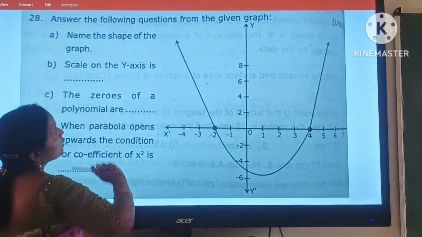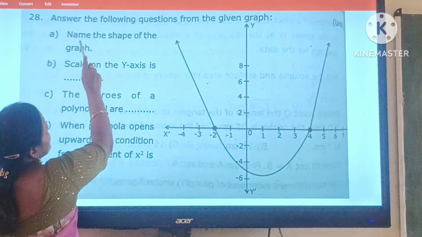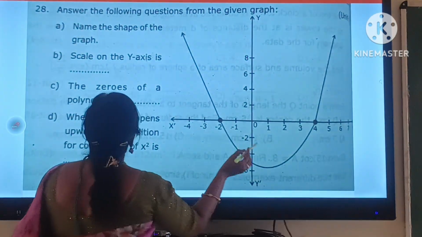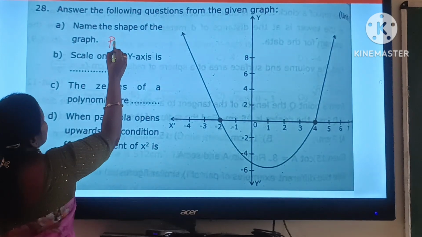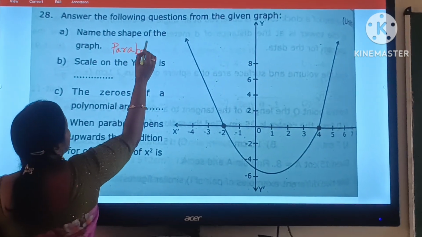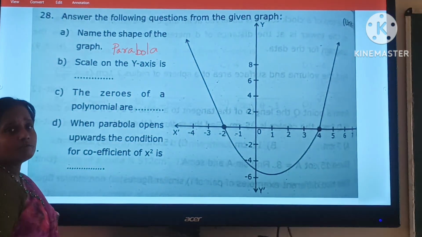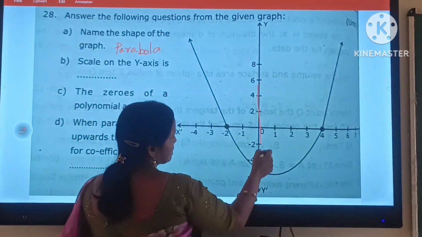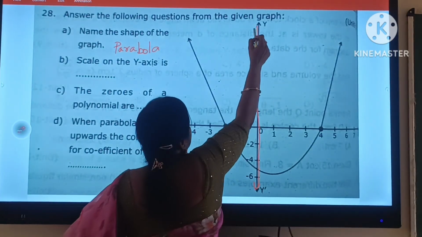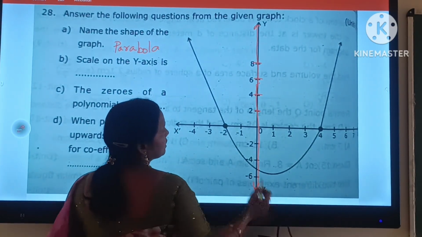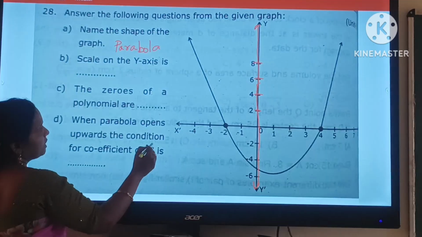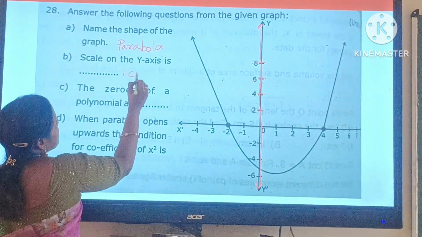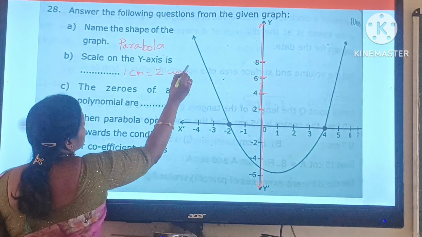Answer the following questions from the given graph. Name the shape of the graph. You all know that this is in U shape, so the shape of the graph is a parabola. What is the scale on the y-axis? The vertical line is called the y-axis. So 1 centimeter equals 2 units: 2, 4, 6, 8. On the y-axis, 1 centimeter equals 2 units.